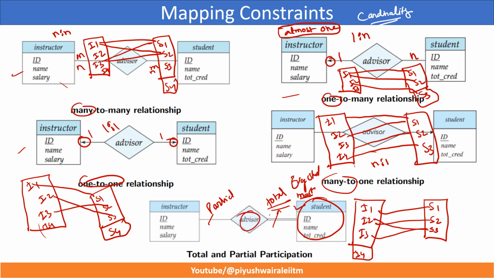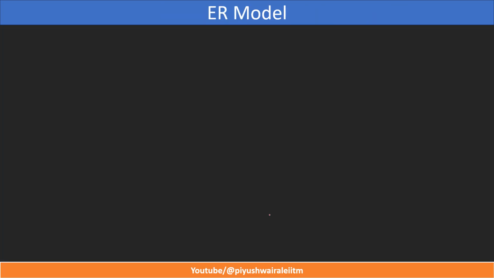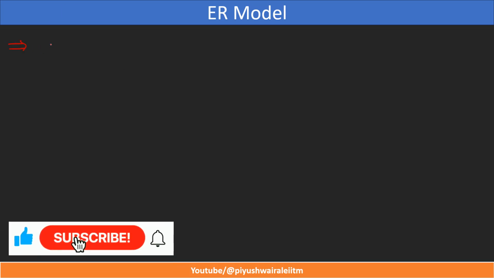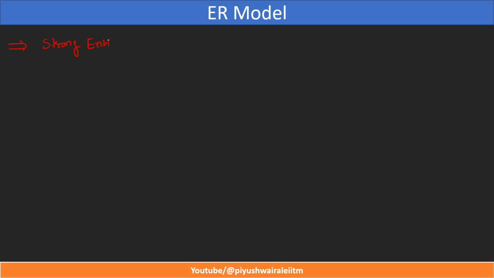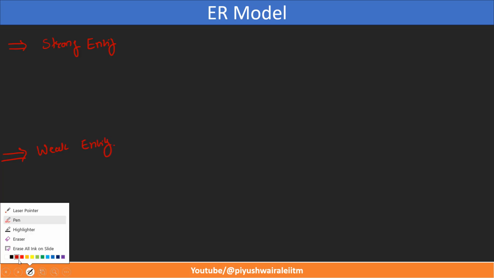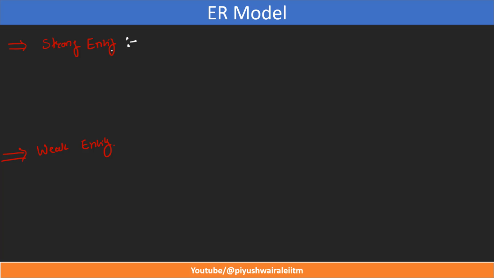Now, one more thing is about the strong entity and weak entity. So, first one is strong entity. Then we have weak entity, right? So, what is strong entity? Strong entity is generally represented by a rectangle only, right? And weak entity is represented by a double rectangle. Okay, like this.